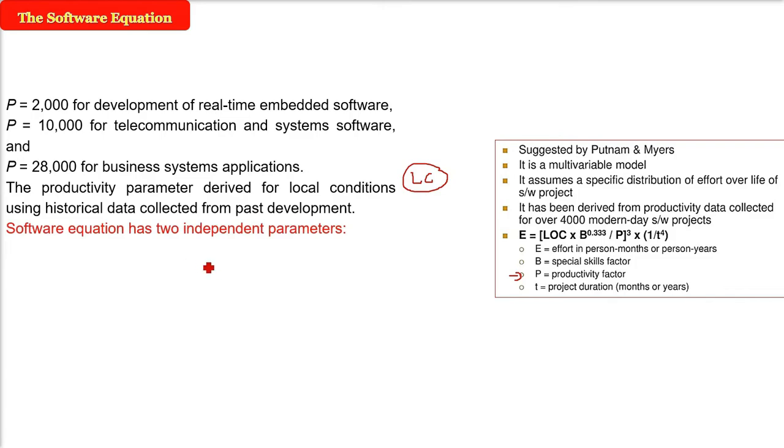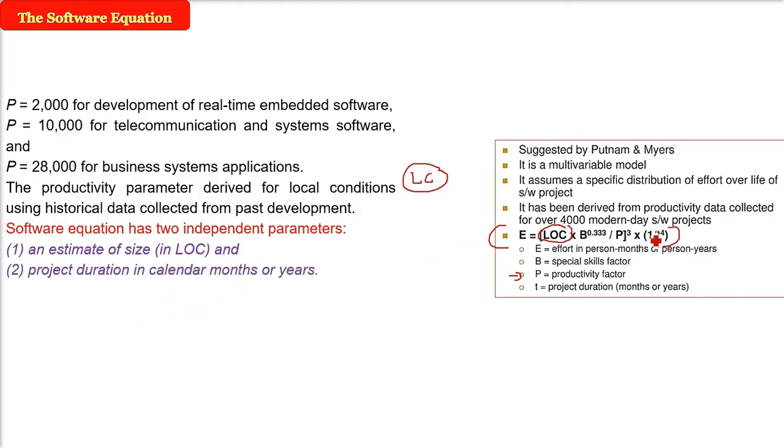The software equation has two independent parameters. What are these? See, B and P are prescribed values. We know it. So the line of code will change for a product, and the project duration. So line of code and project duration, that is the time, are going to be your independent parameters. So let us say we have a function y equals f(x). Now this x is the independent variable, and y is the dependent variable. So E is dependent on the LOC and the time.